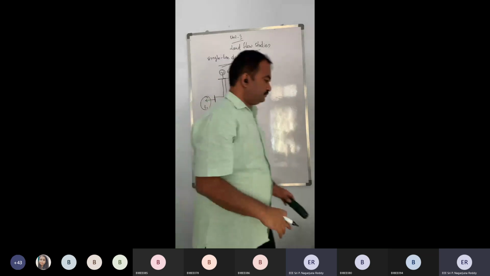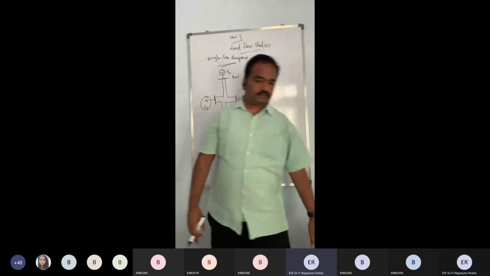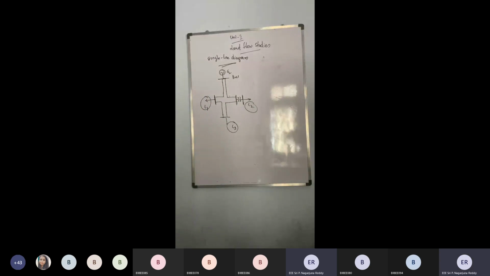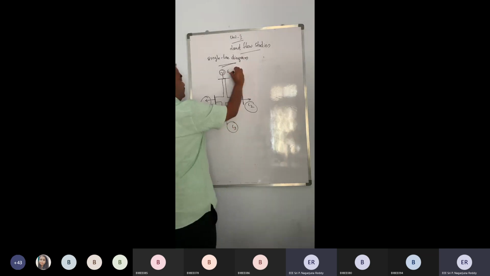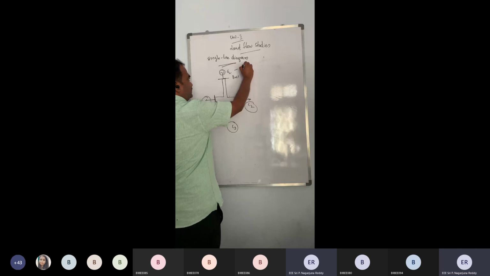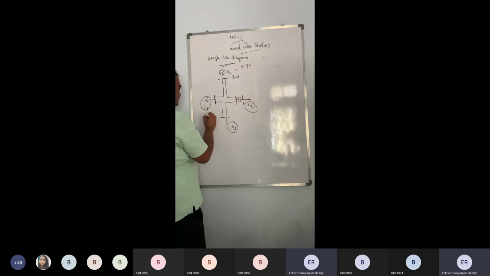Now, let us suppose you are in a distribution business. You are in the R&D division of, let us suppose, a power distribution company, or maybe you are in some branch. And they say that this is the existing single line diagram of a power system. And this is, let us suppose, NTPC. And we are supplying three districts.